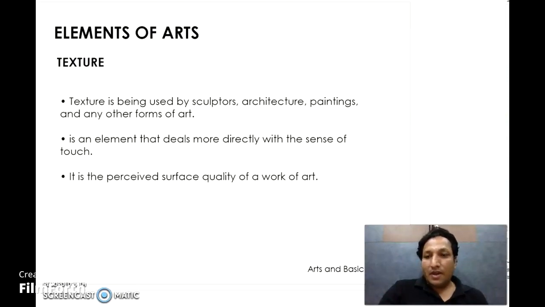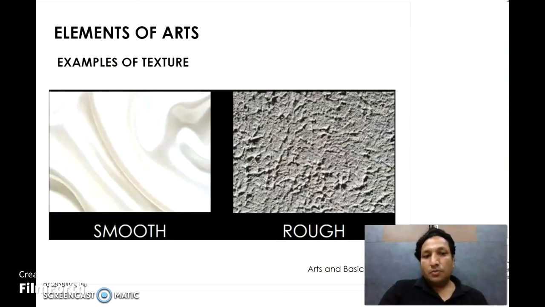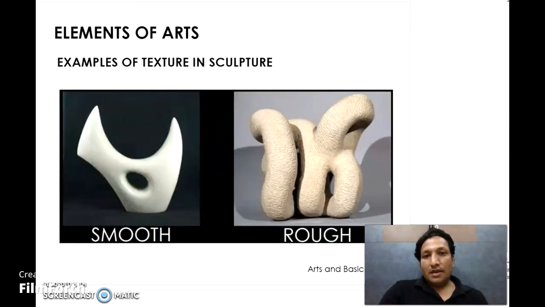Texture is the character of any surface. So texture is always related to the characteristics of any surface. We can find different types of textures: physical texture and visual texture, smooth texture and rough texture. These are all examples of smooth and rough. So this is all about the elements of visual art.